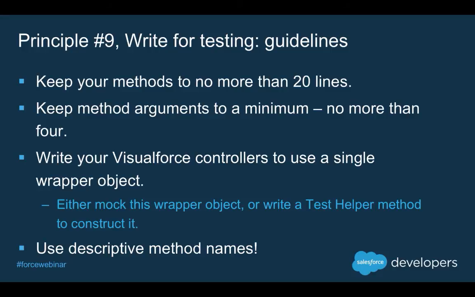And the last one that I want to point out is you want to use descriptive method names. If you're writing lots of small, tightly focused methods so that you can easily test, you're going to want to have descriptive names for them. So you don't want methods like get an account with options. You want get account with opportunity, 3 opportunities, or n opportunities, and n opportunity line items. You want to be able to read that method name and know exactly what it's doing.